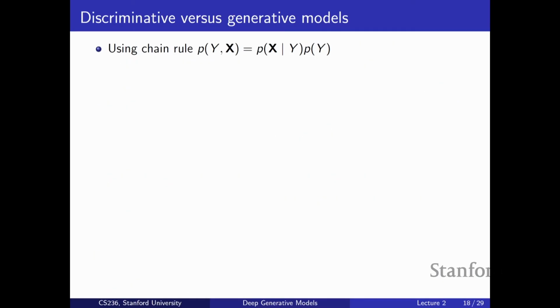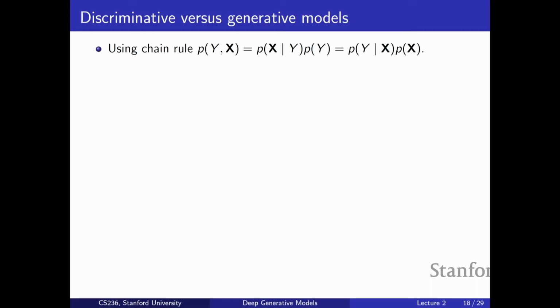Now, how does this fit into the discriminative versus generative view of the problem? At the end of the day, we're trying to model this joint distribution between features and a label, y. And using the chain rule, we can write it as the probability of the label times the probability of the features given the label. This is exactly what we've done in the naive Bayes model that we just saw.